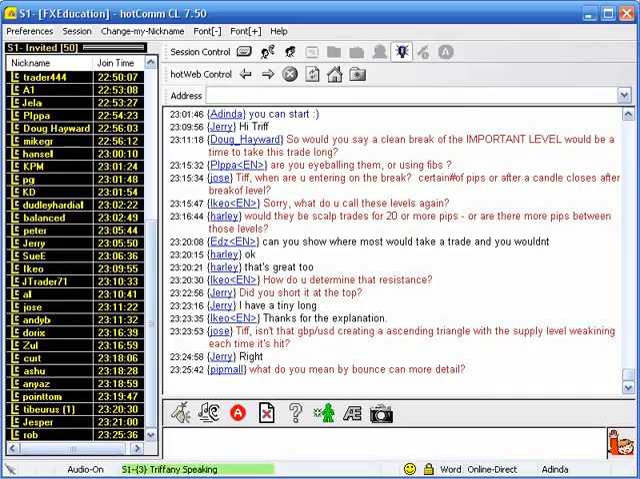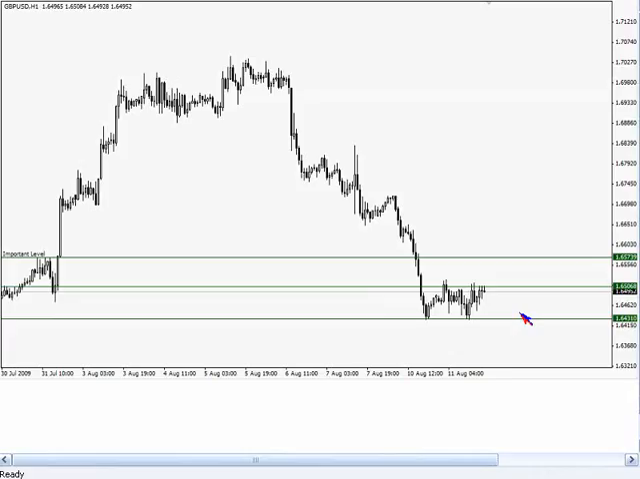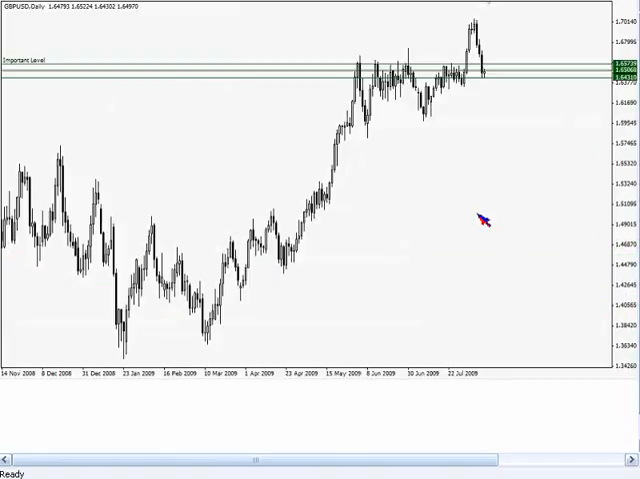Isn't that the pound dollar creating an ascending triangle with the supply level weakening each time it's hit? It is making an ascending triangle by technical standards. The reason why I don't want to call it an ascending triangle is that generally an ascending triangle is a continuation pattern of a previous trend. On the daily chart, we had an ascending triangle where it came into it from an uptrend.